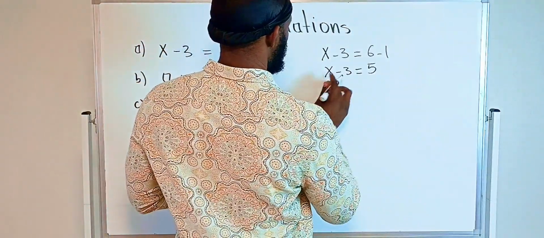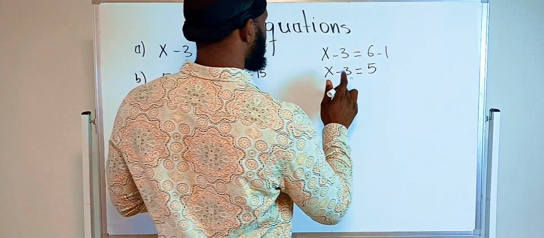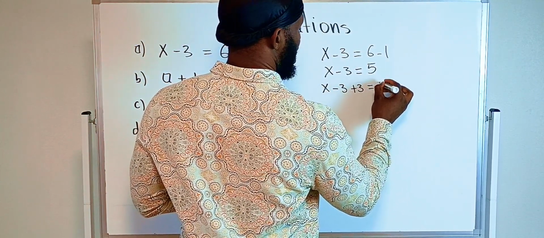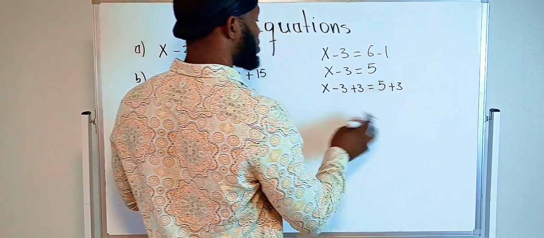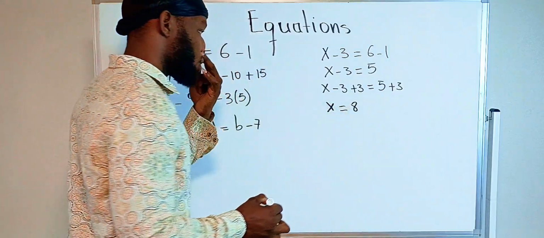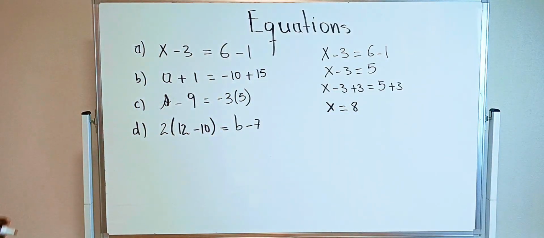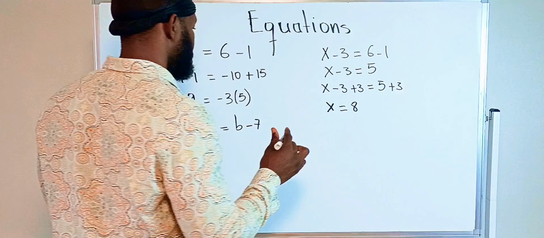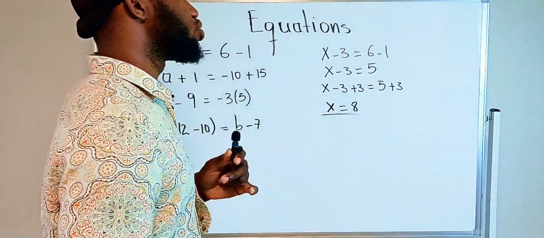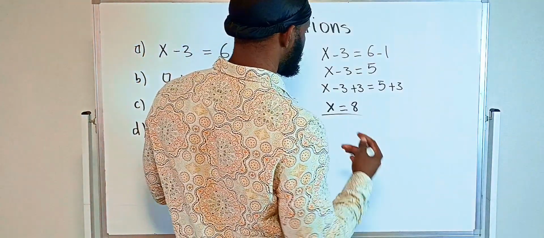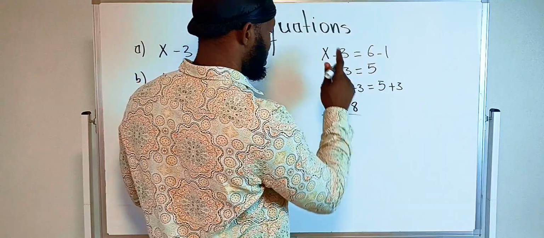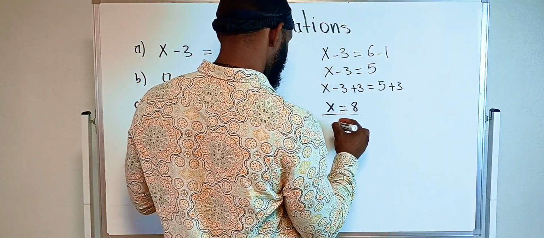So to get rid of the 3 over here, I gotta add a 3. I should add it to both sides in order to have the same equation. So right now I got x equals 8. So right now I can say that x is the value for this equation, but to be sure of that, I gotta check. To check, whenever I see x over here, I should replace it by 8.